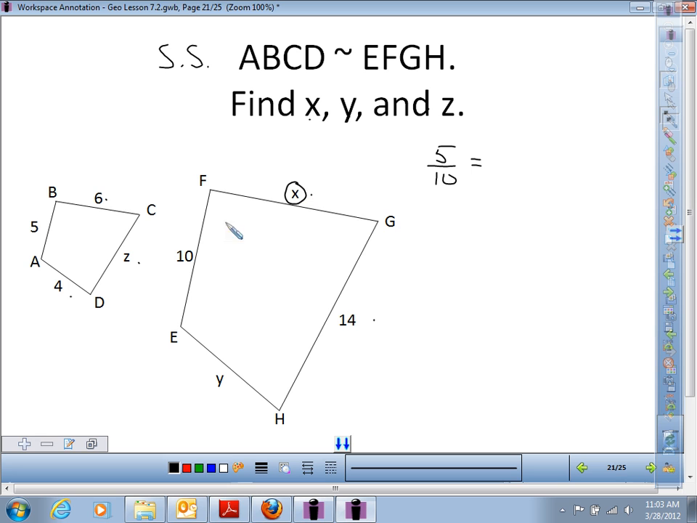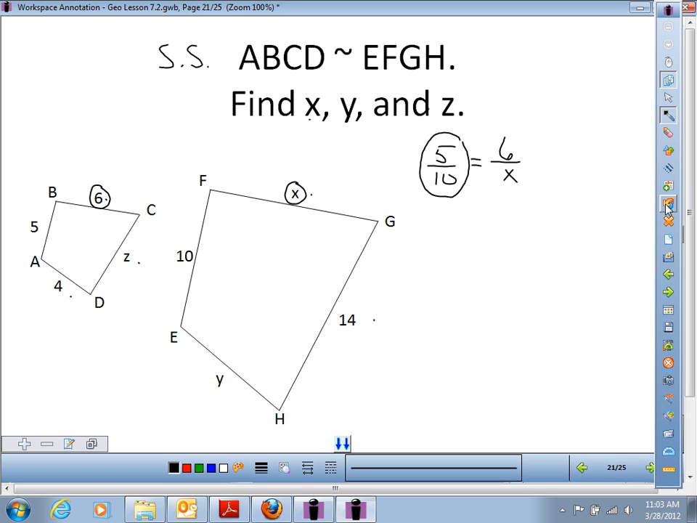What side's corresponding to x? Well, 6 is. Now 6 is on the smaller side, so when I go to set this up, 6 is going to go up top, x is going in the denominator. Now right away here, guys, we should look at this and say, I know how to solve that. To solve this guy, we just do our cross multiplication. Now, if you think a little bit, how could I make this a little bit easier?